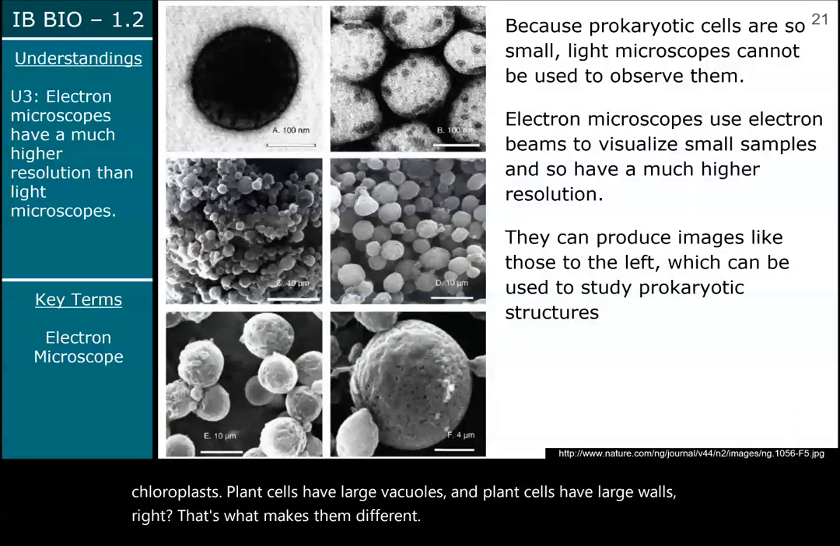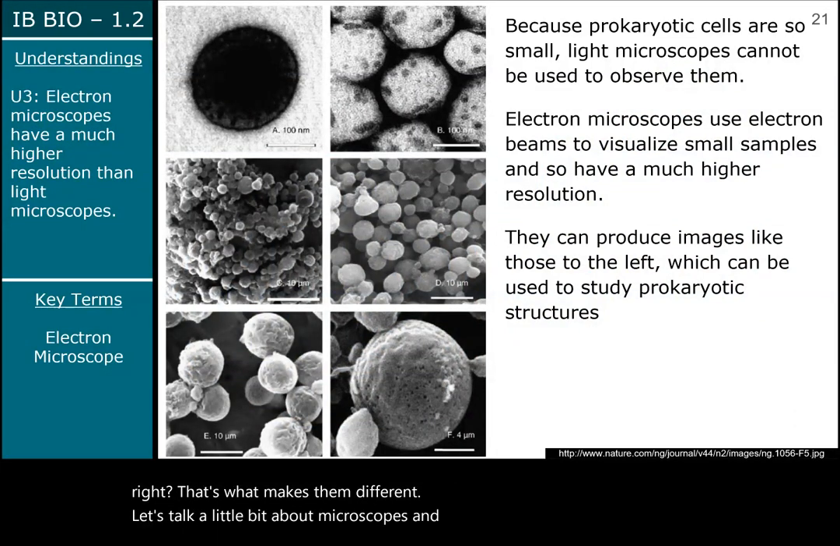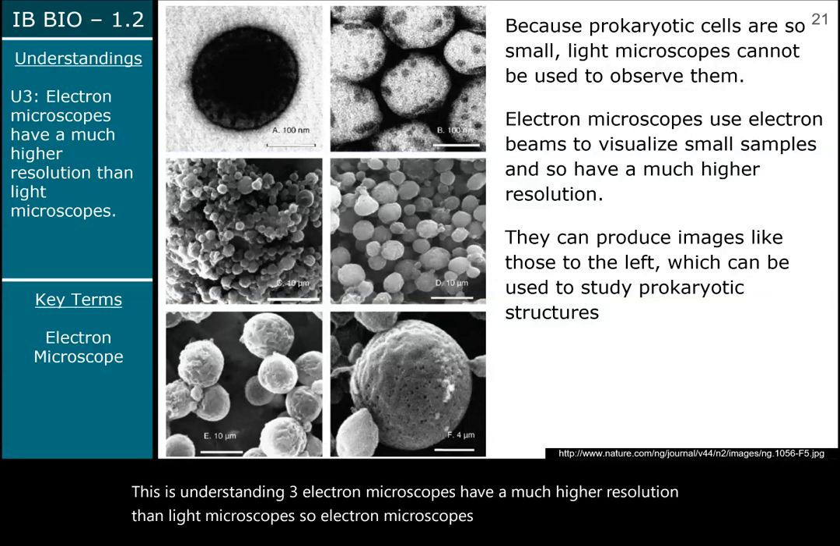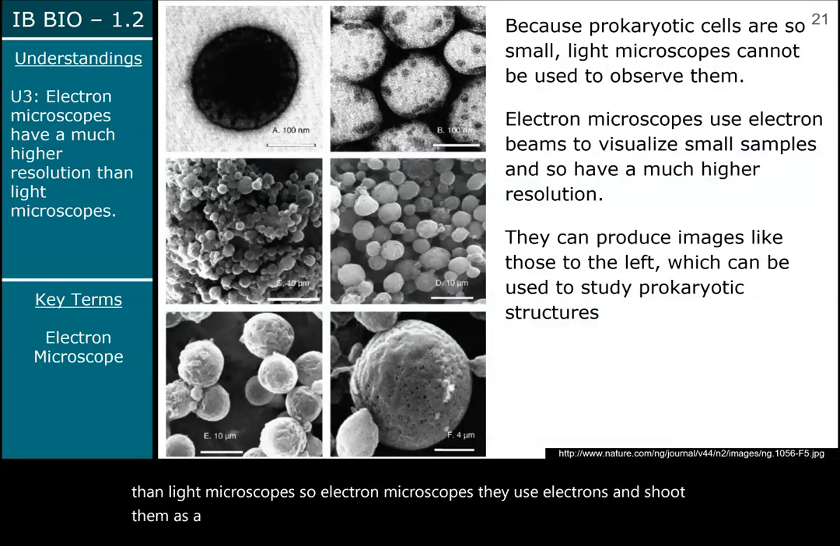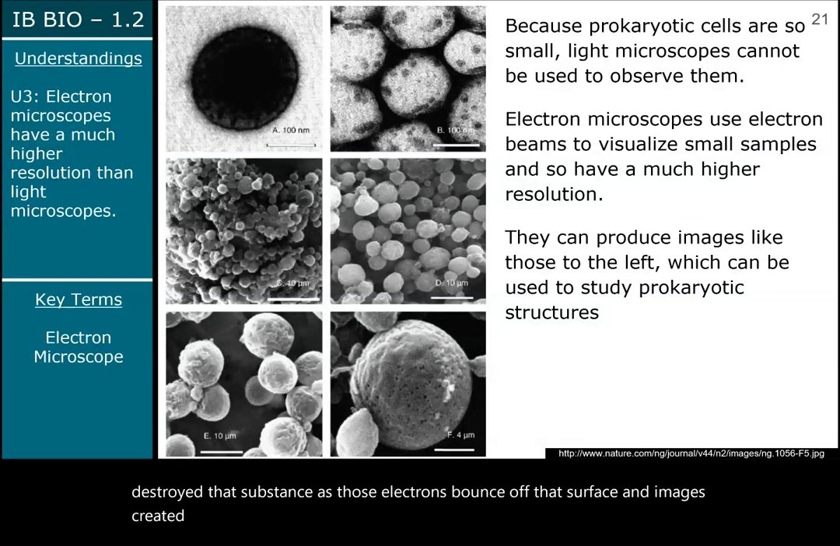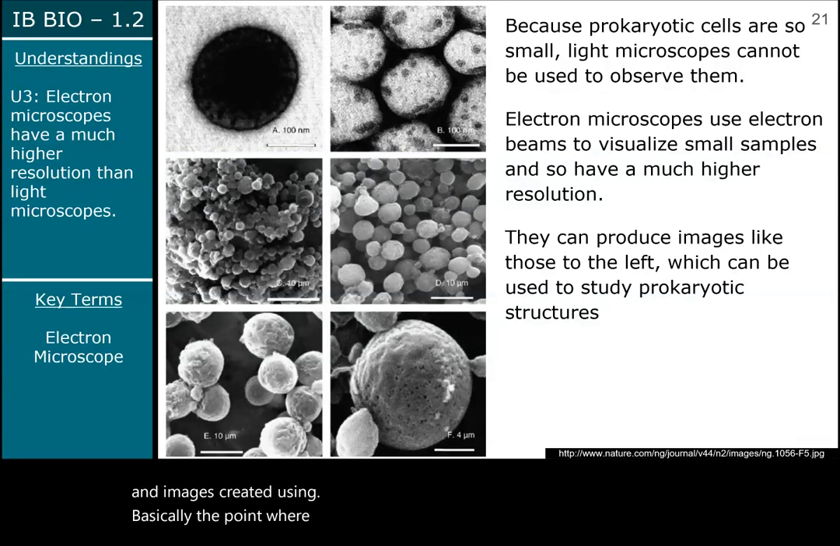Now let's talk a little bit about microscopes and how we use them to visualize cells. This is understanding number 3. Electron microscopes have a much higher resolution than light microscopes. So electron microscopes use electrons and shoot them as a beam or as a wave over the surface of a substance, and they literally destroy that substance. As those electrons bounce off that surface, an image is created using the point where the electron beamed back, kind of like a radar gun.